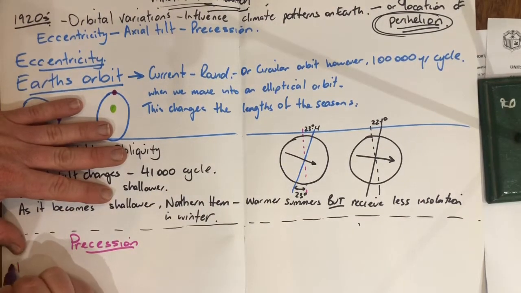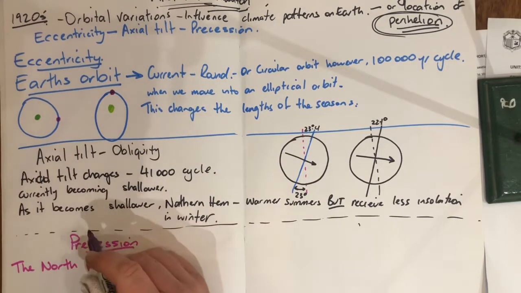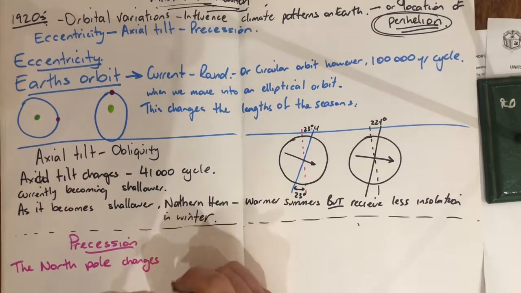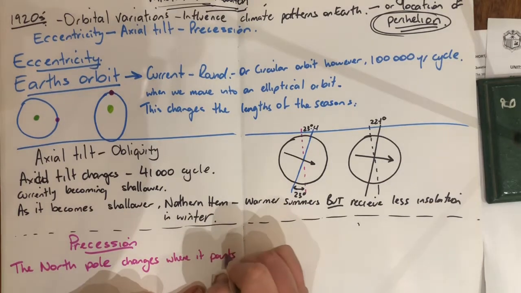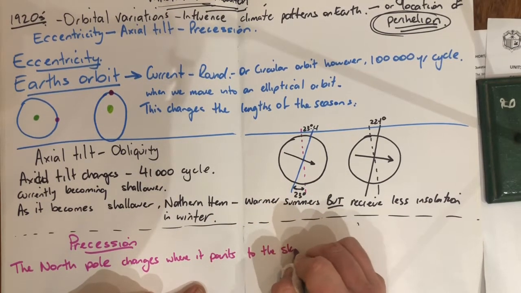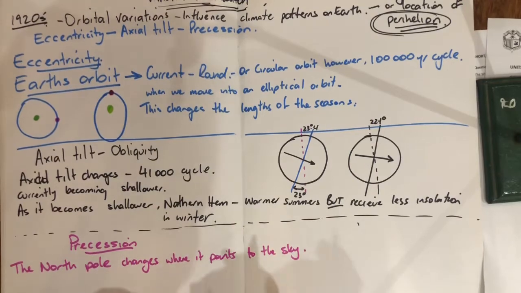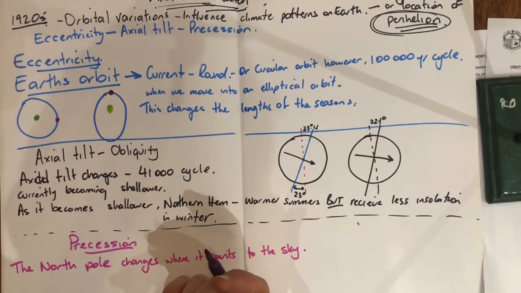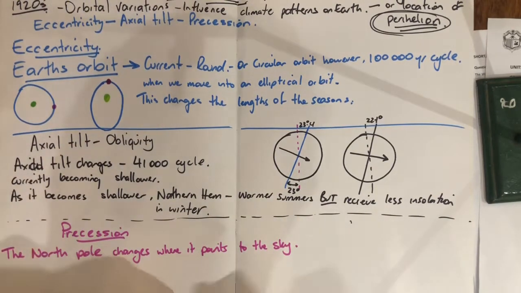So here, the North Pole changes. So the North Pole changes where it points to the sky. Let me try and explain this another way. It's actually a trend in the direction of the Earth's rotation. It's a trend that's relative to other stars. So every 25,000 years, the North Pole rotates.